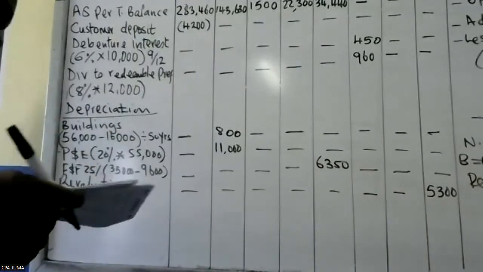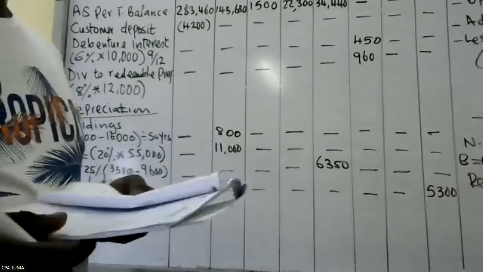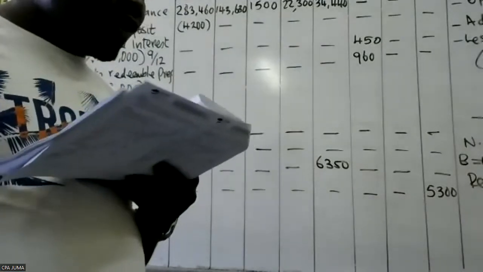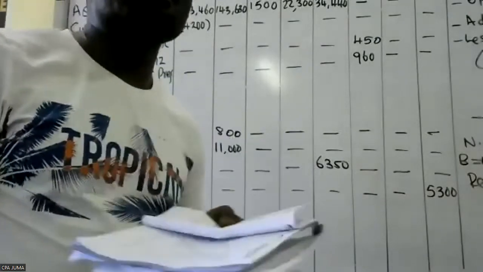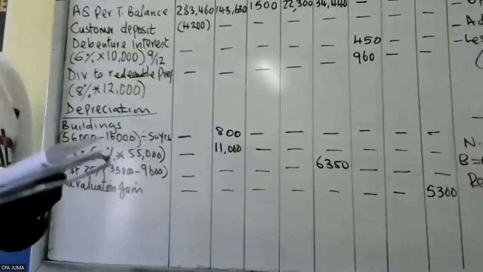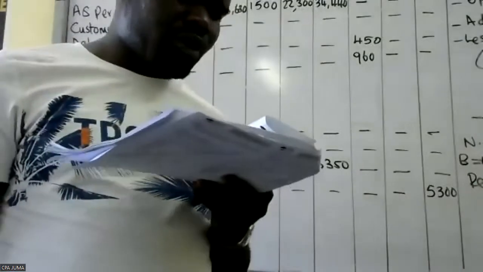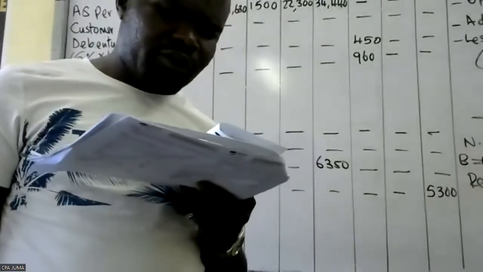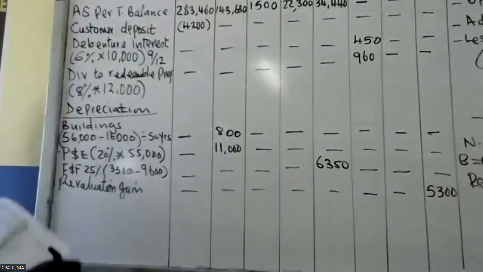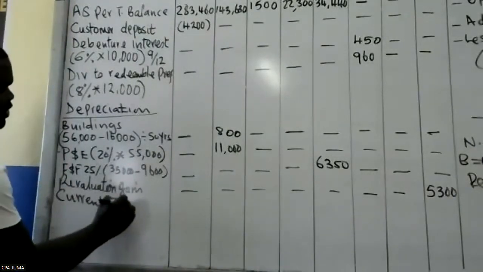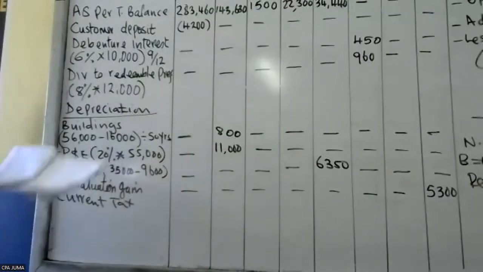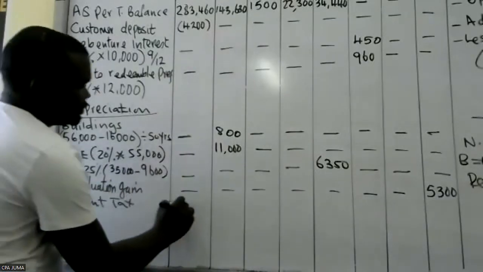All right, let's go back to the notes. So we are done with note 1, note 2, note 3, note 4, note 5. We are going to note 6. A provision for corporate tax of 24,500 for the year is required. So current tax, corporate tax is the current tax. Current tax, take it to tax.